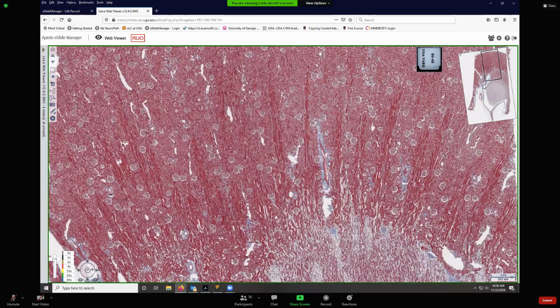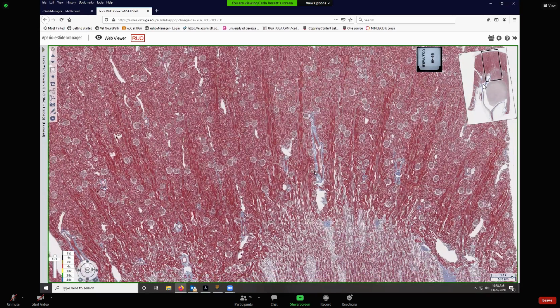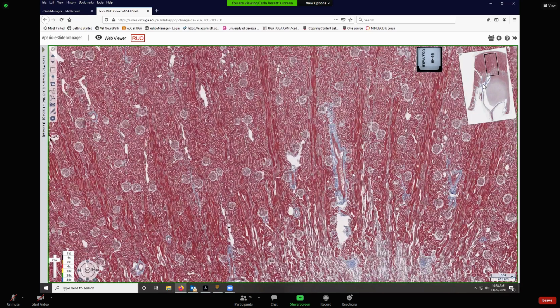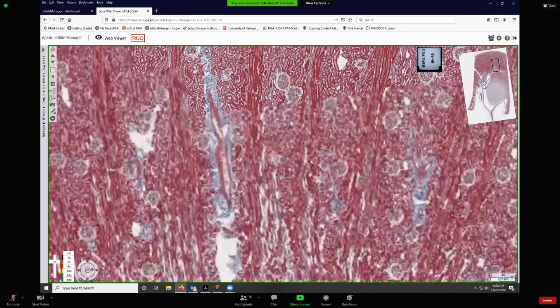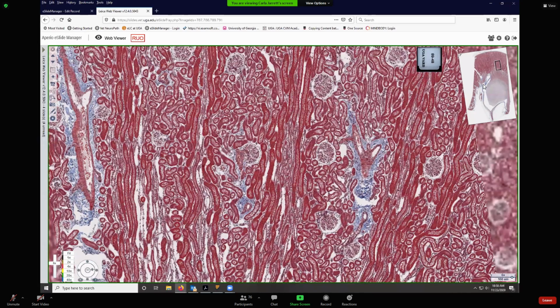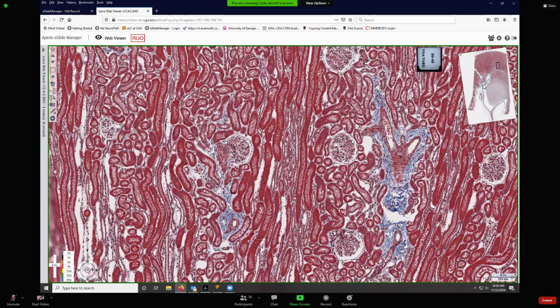So these interlobular arteries will give rise to afferent arterioles. Here we have a little hint of an interlobular artery right here, and you can see it's giving off this branch, which is headed right over to this renal corpuscle. So this is the afferent arteriole. And that's the only time I feel real confident that I'm looking at an afferent arteriole is when I see it coming off that interlobular artery.